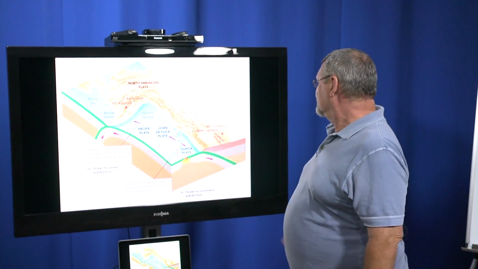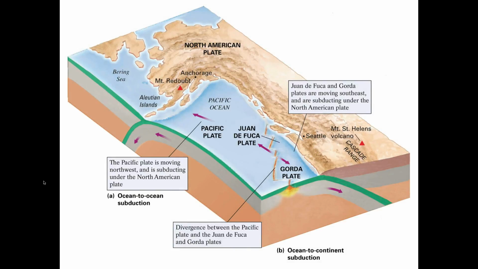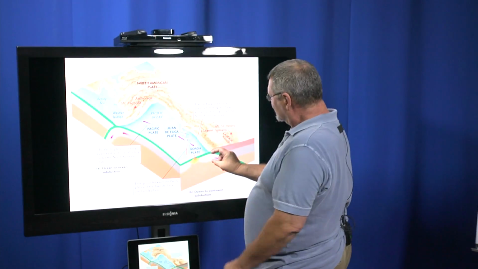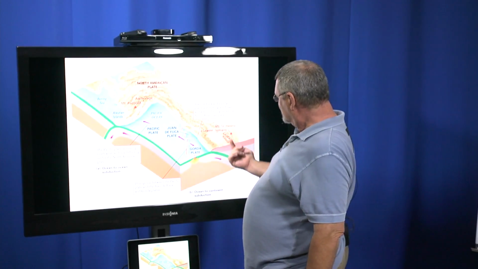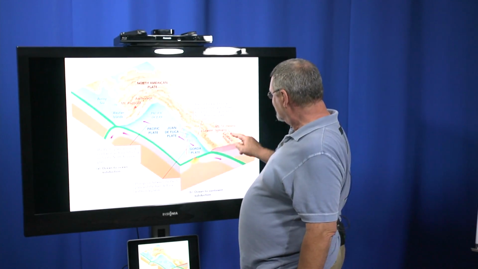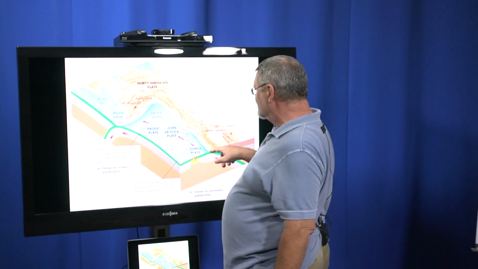Here we have the North American plate, and it's moving roughly this way. The Juan de Fuca plate is moving down and it's overcoming, and you have some subduction here, and you have material coming up, and you have the Mount St. Helens volcano here and Mount Rainier and such.